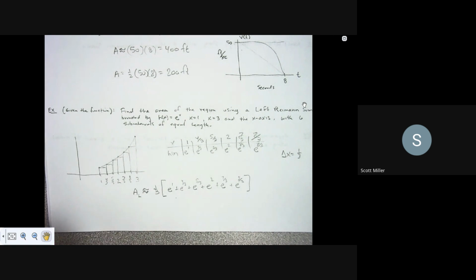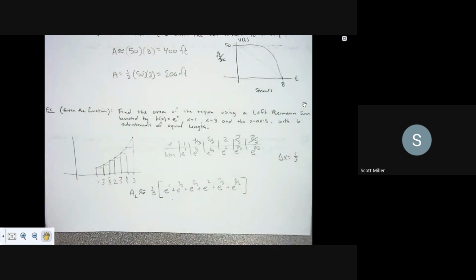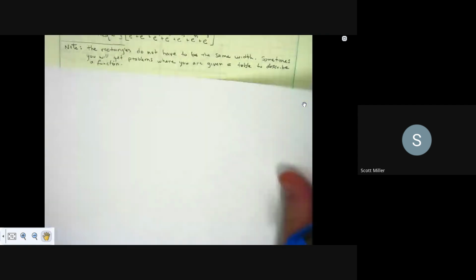Okay? So let's take a look. A couple of things I have over here. You can see that I have this written down already. The rectangles do not have to be the same width. Sometimes you'll get problems where you are given a table to describe a function. And when that's the case, you'll use whatever width that they gave you. Okay? So this is how I found the delta x.